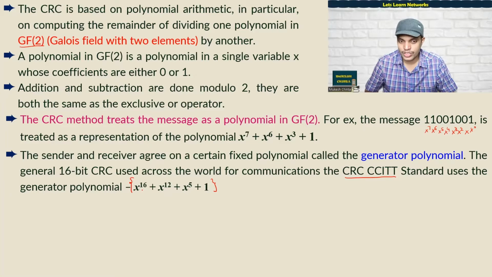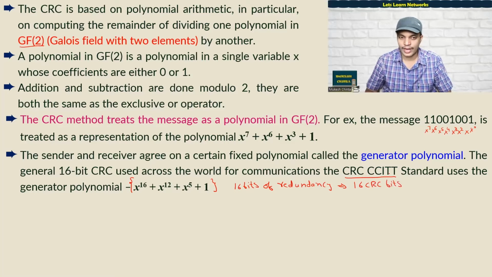When I see x power 16 here, that means I will be adding 16 bits of redundancy, or in other words, 16 CRC bits. Whatever the degree of the first element, that many CRC bits will be added. So 16 CRC bits will be added to your data. So how do you calculate them? We will show with an example.